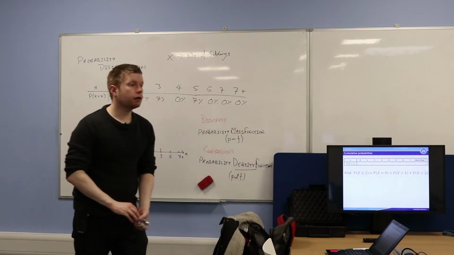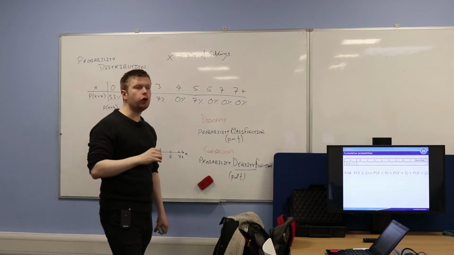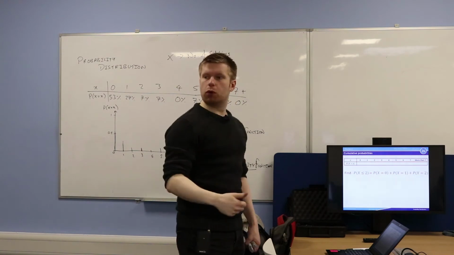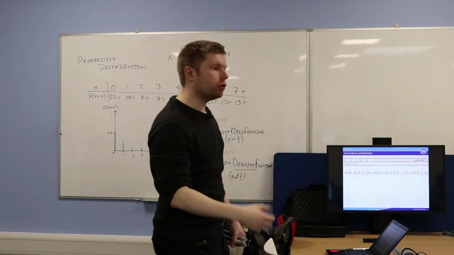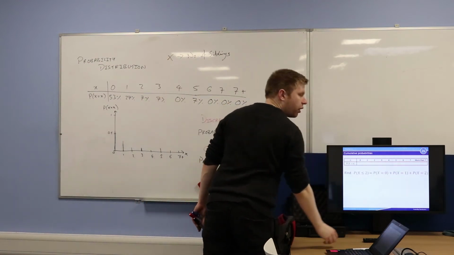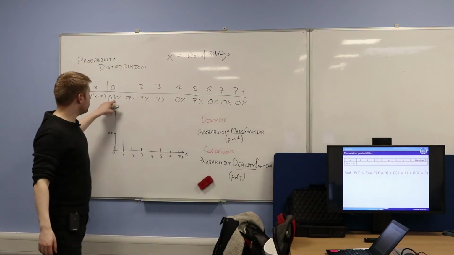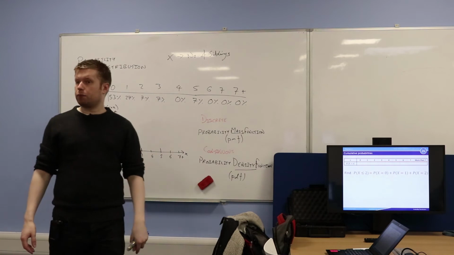Absolutely. Exactly. So the probability of x less than or equal to 2 literally means add together all of the outcomes which are smaller than or equal to 2. So that's the probability that x equals 0, plus the probability that x equals 1, plus the probability that x equals 2. So 53% plus 27% plus 7% gives you 87%.